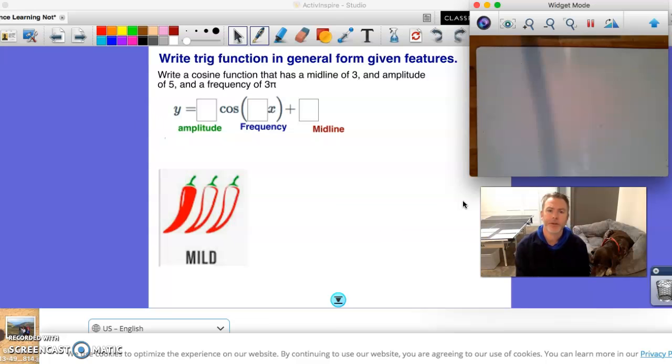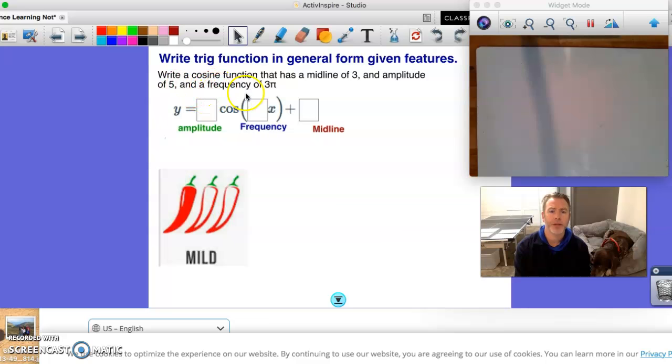Today, though, we're going to talk about general form again. Instead of looking at a graph and creating an equation, we're going to look at some features, like a verbal description, and come up with an equation. So we'll get started right away. This is our general form. If we take a peek, here's a description or some features.